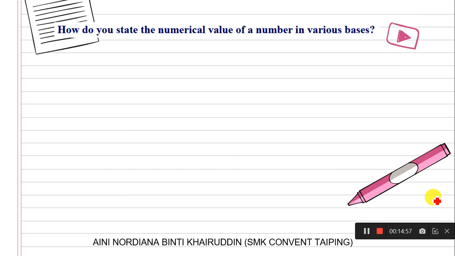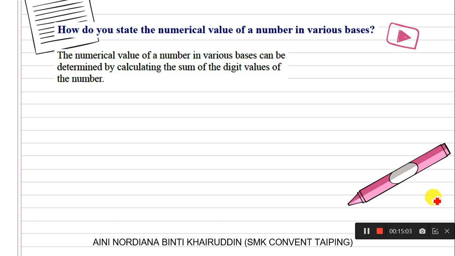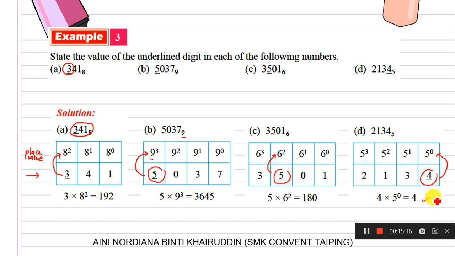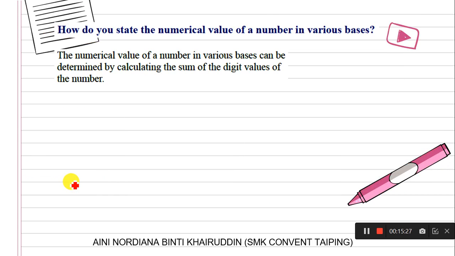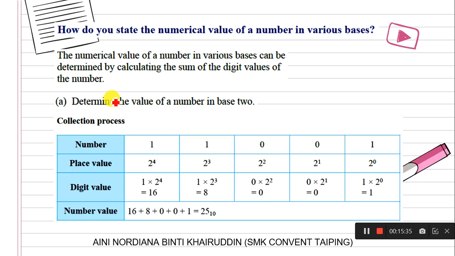Okay, how do you state the numeral value for a number in various bases? So the numeral value of a number in various bases can be determined by calculating the sum of the digit values of the number. Okay, this one just now we only find the value of the underlying digit only. So next, for this we want to calculate the whole number. Okay, so this is the process.